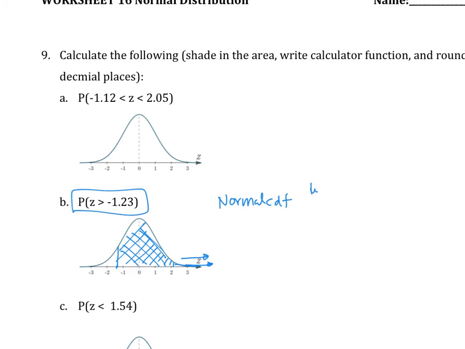And lower, upper. So this is where I only have one bound. I have the lower boundary here, negative 1.23, but I don't have an upper bound, which is positive infinity. So I'll just put a million, or it could be any big number. The mu is equal to 0 and sigma is equal to 1.